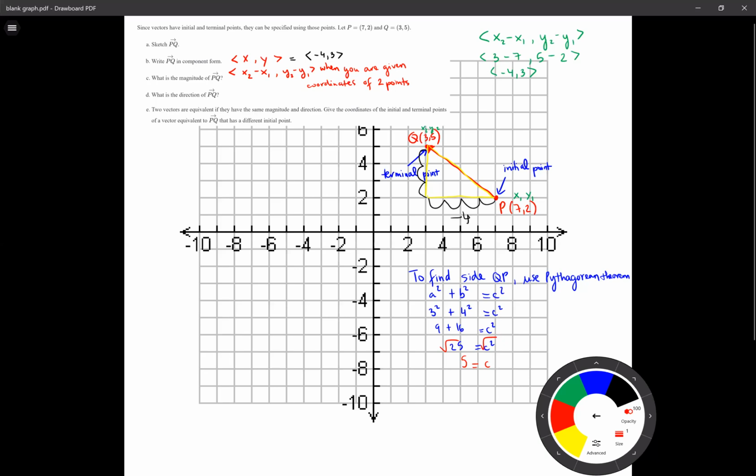So what you just found is the magnitude of vector PQ. Turns out there is nothing new. That's something we already know, right? So what you just found is the magnitude of vector PQ. So the magnitude of vector PQ is 5. Basically, the magnitude of vector PQ is the distance between point P and Q.